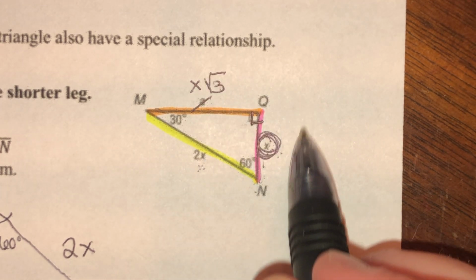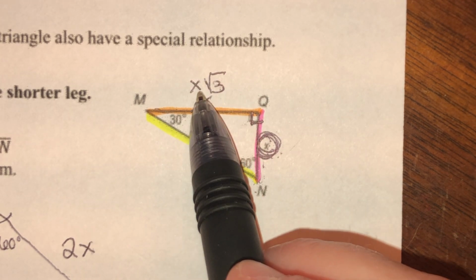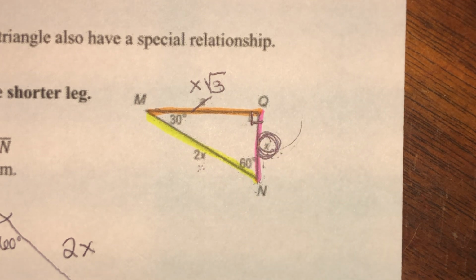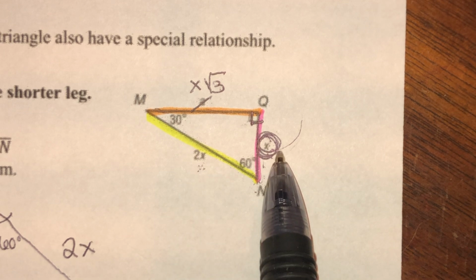And if you're going backwards, just undo that. So whatever the long leg is, just divide it by the square root of 3 and you'll get the short leg. Whatever the hypotenuse is, divide it by 2 and you'll get the short leg.